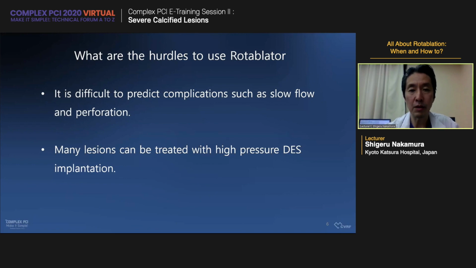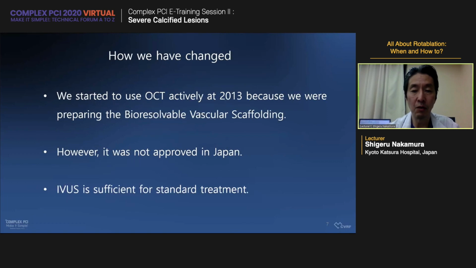So what are the hurdles to using rotablation? It is difficult to predict complications such as slow flow and perforation. Many lesions can be treated with high pressure drug-eluting stent implantation. We changed, and started to use OCT actively in 2013 because we were preparing for bioresorbable vascular scaffolds. However, it was not approved in Japan, so IVUS is sufficient for standard treatment.